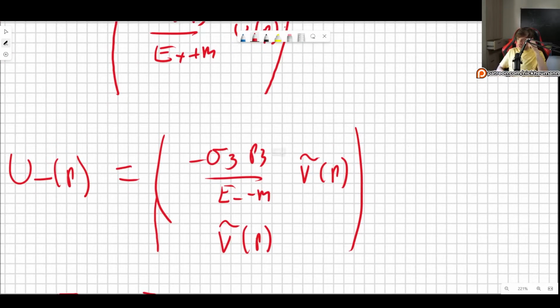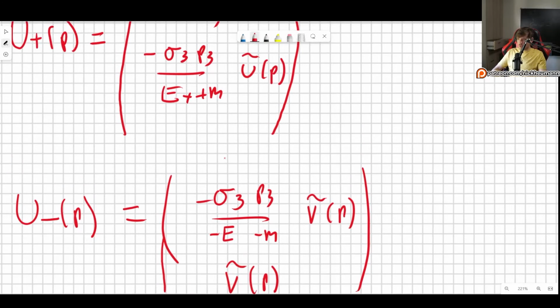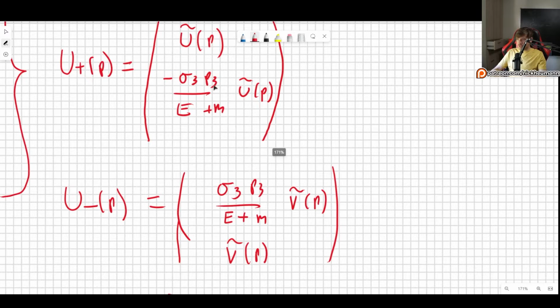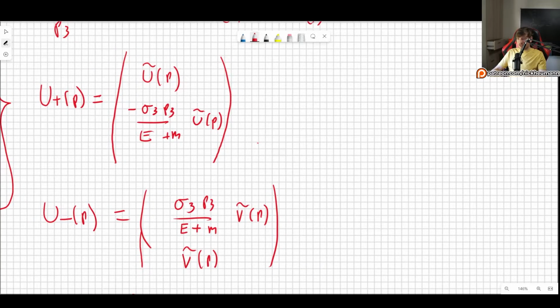So e minus here will simply be minus e, and e plus will simply be e, whatever the energy is. So we can factor out a minus sign here, which will cancel out that minus sign. So we get sigma 3 p3 over e plus m, and we have this minus sigma 3 p3 up there.